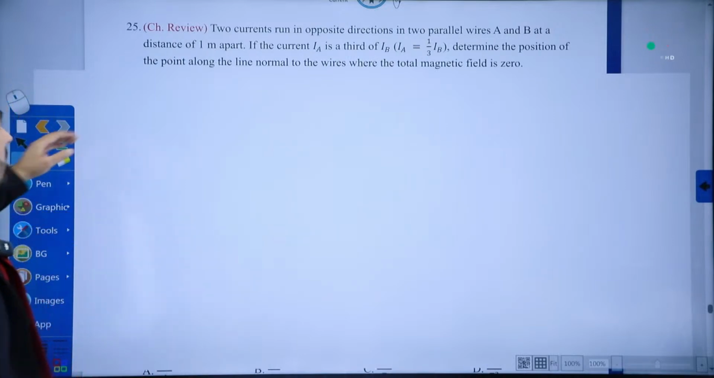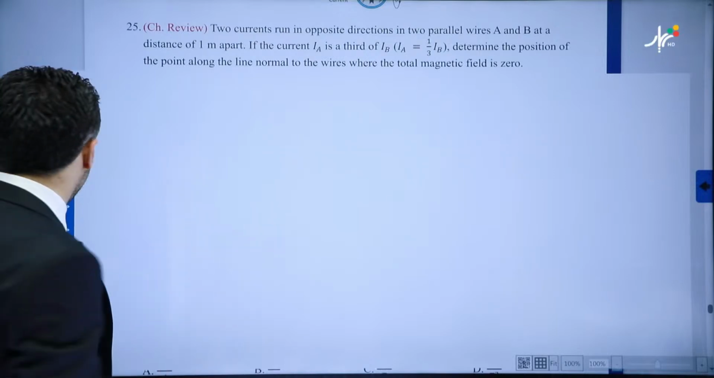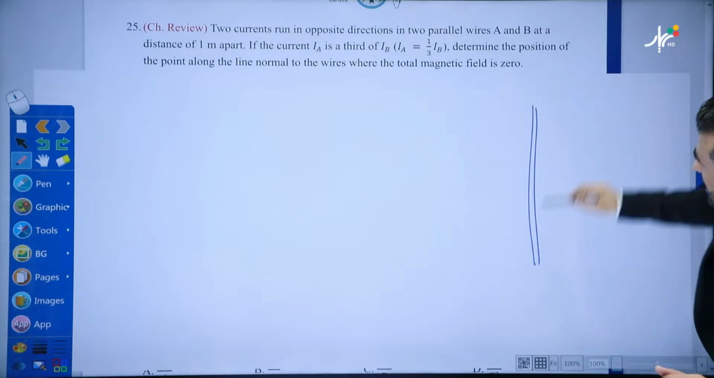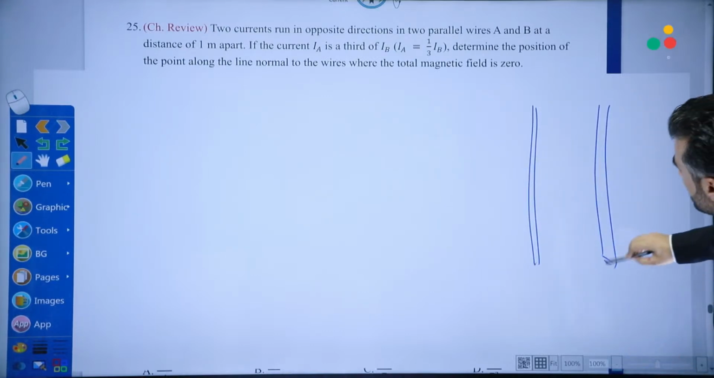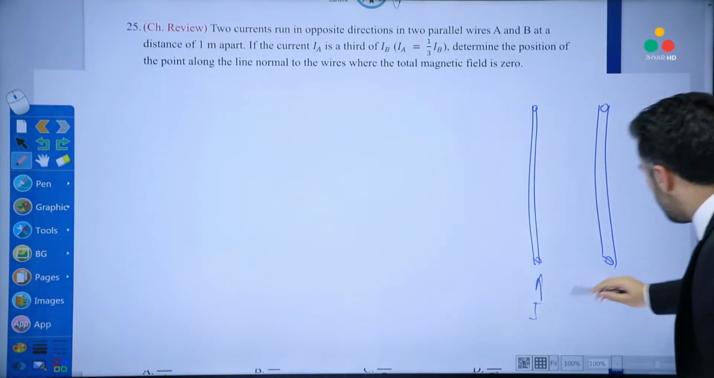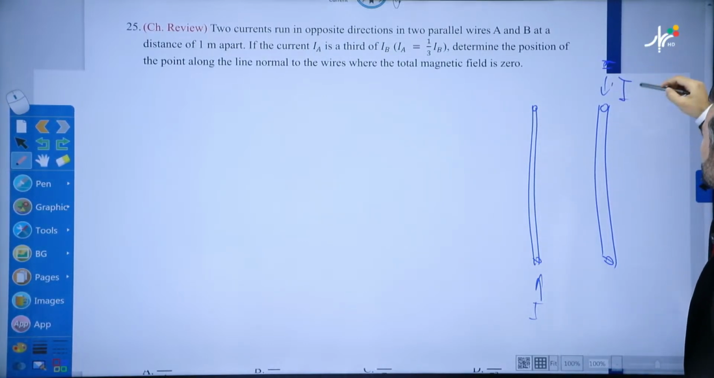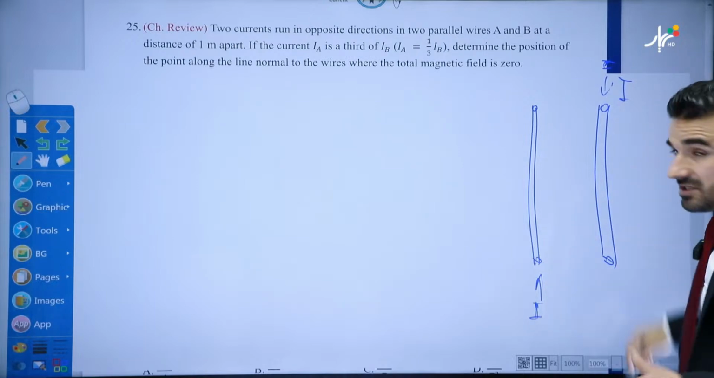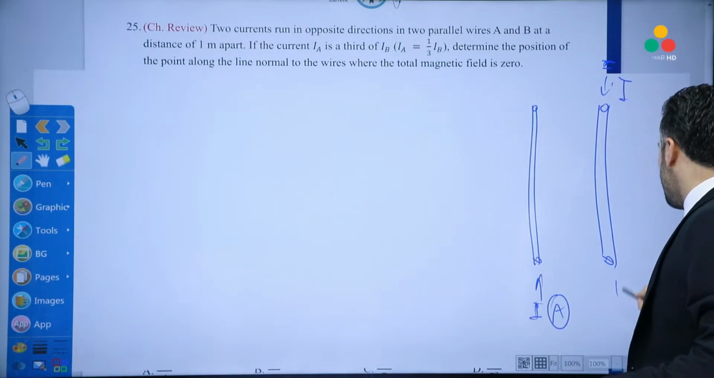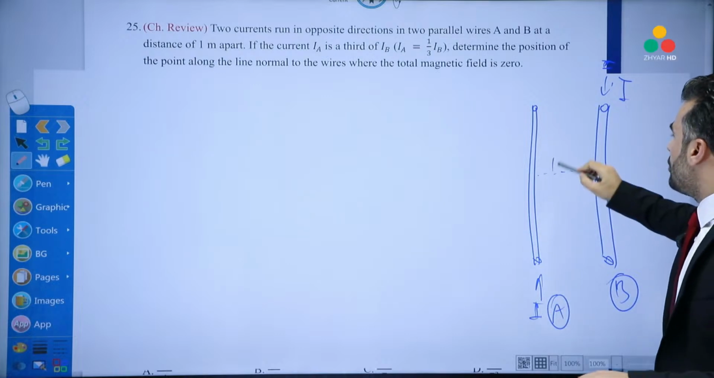Okay, take a look. It says two currents run in opposite directions in two parallel wires. So we have two wires. Let's say this is one of them, and this is the other wire here. The current in each one of them is, let's say this is upward, and the other one is downward. So one of them is upward, the other one is downward. Now, the two currents in opposite directions are A and B. So let's call this one A and this one B. It says at a distance, so the distance between the two is 1 meter.